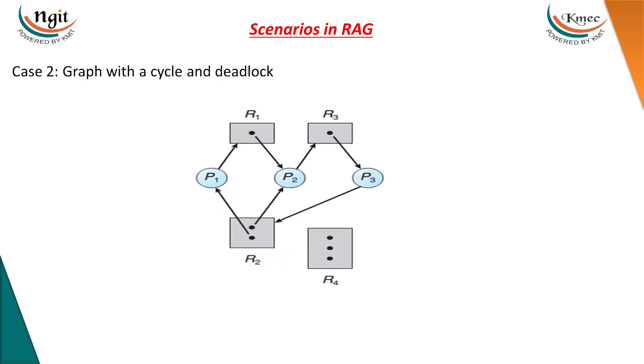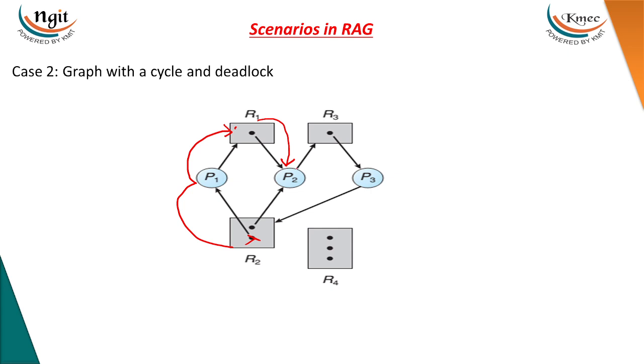But let's see the next case, case 2, a graph with a cycle and deadlock. Now how is this particular cycle formed? R2 is held by P1, so this instance is taken. Then P1 is requesting R1. R2 has only one instance, but this instance is also not free, so it is held by P2.